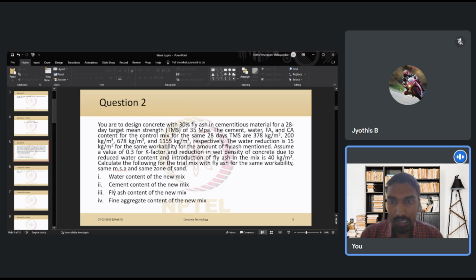Okay, now the second part is to find out the cement content of the new mix. So now we are replacing some of the cement with fly ash. We want to find out the amount of cement that we need when we are adding 30% fly ash. Again, you can take a minute.